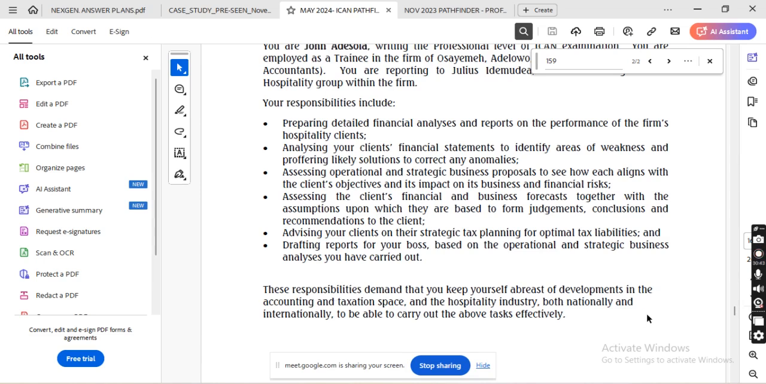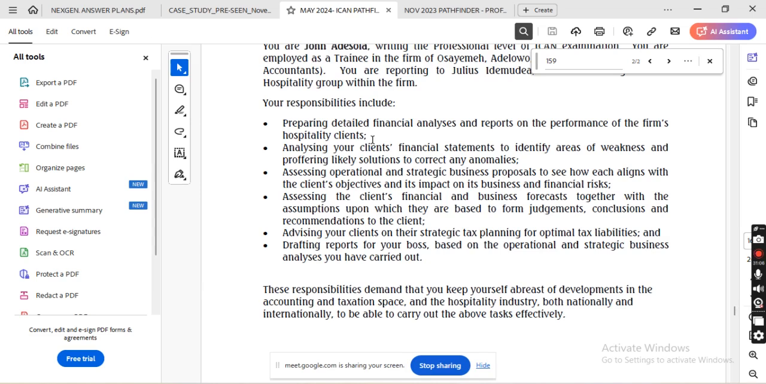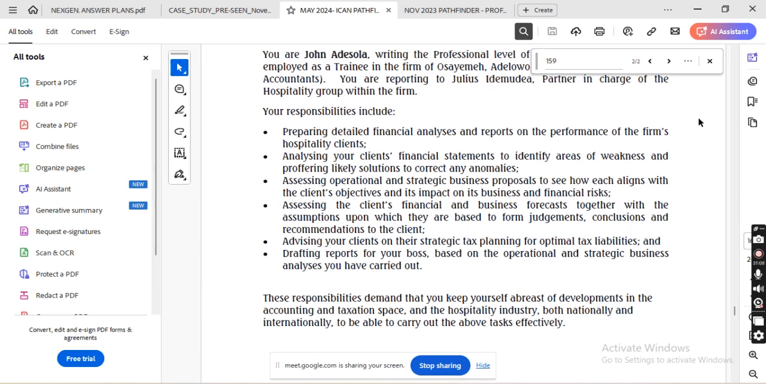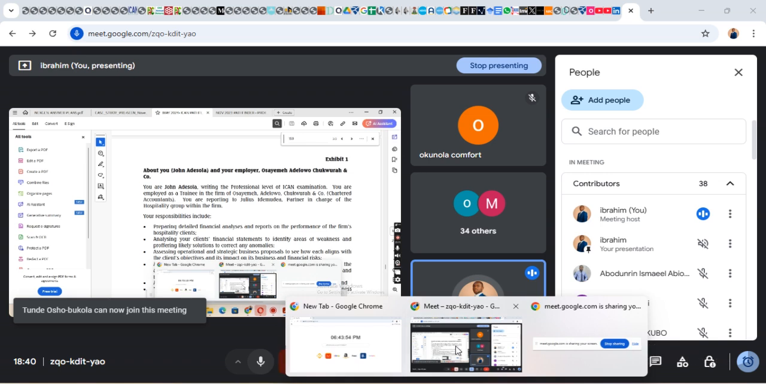Finally, this responsibility demands that you keep yourself appraised of developments in the accounting and tax space and the hospitality industry, both nationally and internationally. To be able to carry out the above tasks effectively, you need to keep yourself appraised. Distinguished professional colleagues, this is an external report, and I've given the reason why it is an external report.